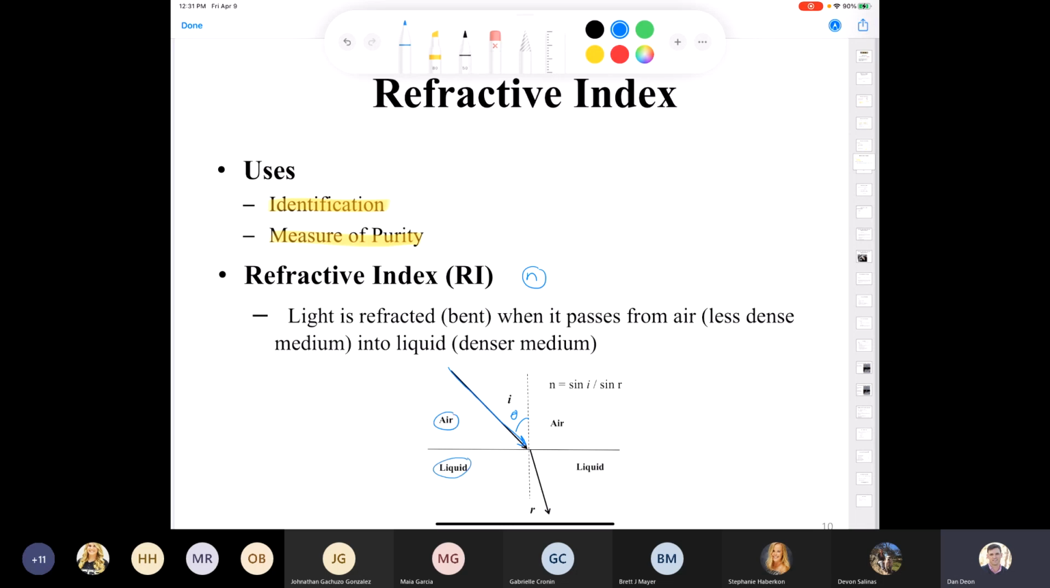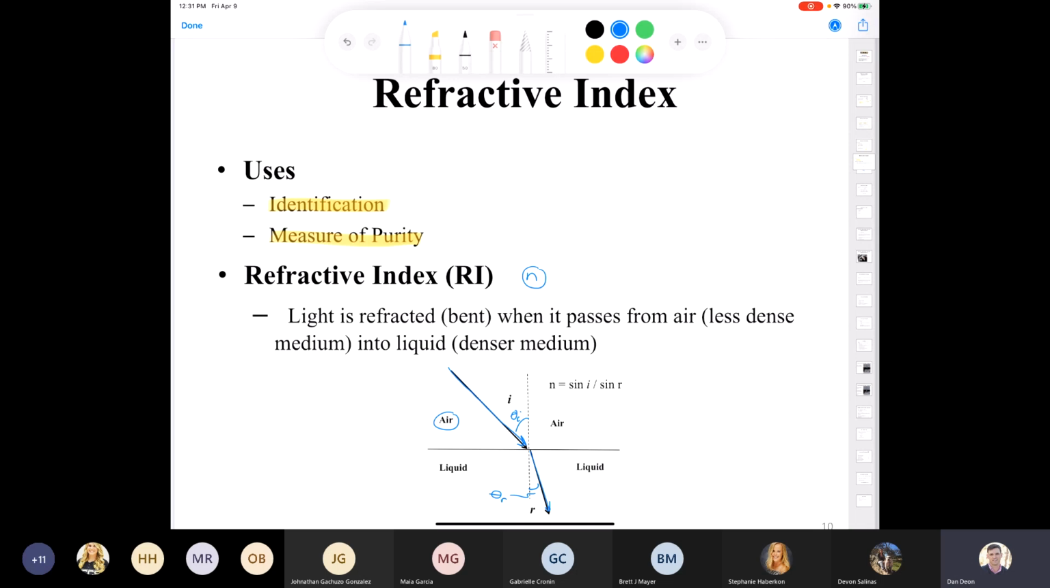So we have the light coming through the air like this, and when we go from air to a liquid, a liquid is going to be more dense than air, and so it's going to refract or bend that light, and then you're going to get an angle of refraction. So you get a new theta over here. We could call this the theta of incidence and the theta of refraction, but either way, they just call it I and R.